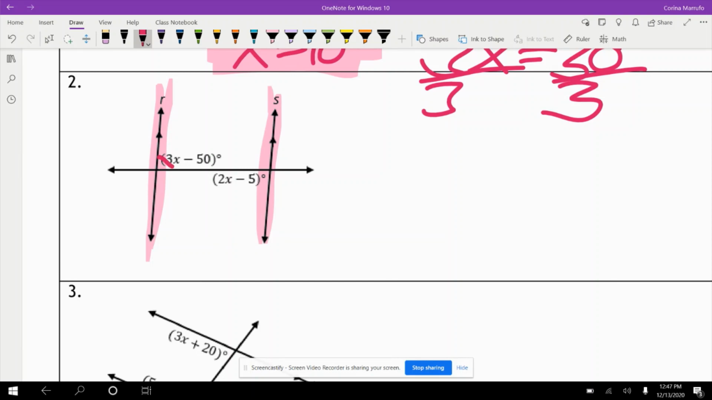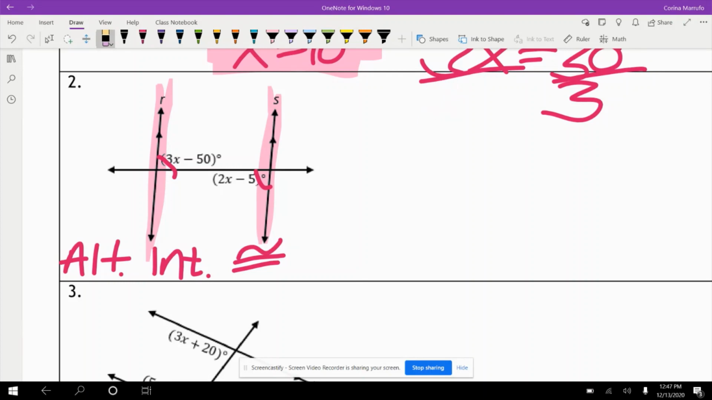They're both inside the parallel lines. So these are going to be considered interior angles. And since they're on opposite sides of the transversal, these are alternate interior angles. So once you establish what kind of angles they are, you need to figure out, are they congruent or are they supplementary? So in this case, they're going to be congruent.